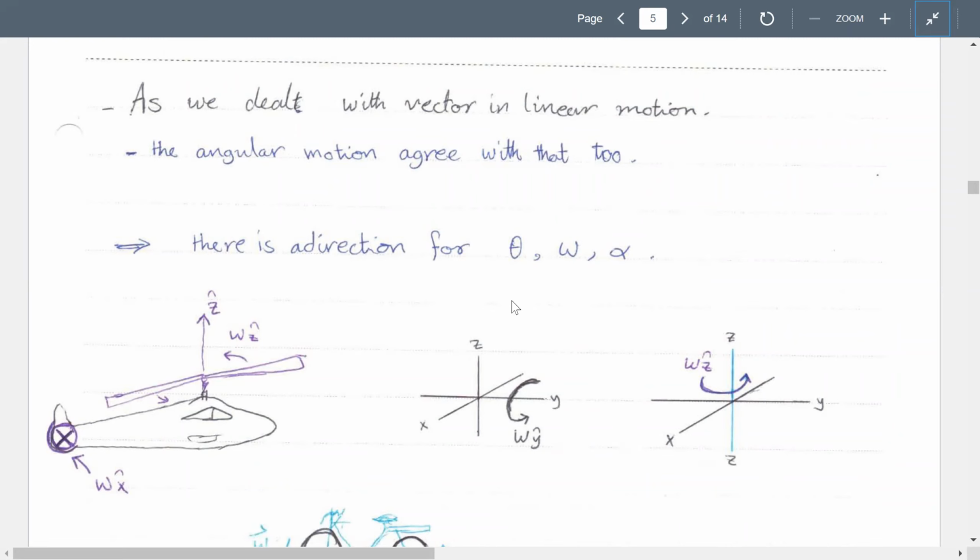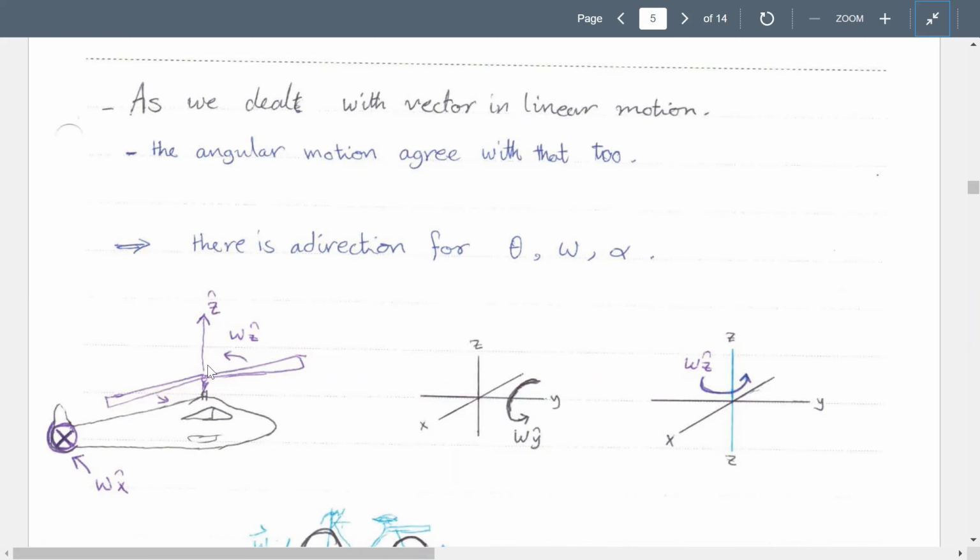There is a direction of the change in theta and omega and alpha. For example, for the rotating of the arms of the fan of this helicopter, the rotation is in this direction, as you see, which is the horizontal level. But the direction of this rotation is not in X, it is not in Y. The rotation is about an axis, and this axis is the Z axis.